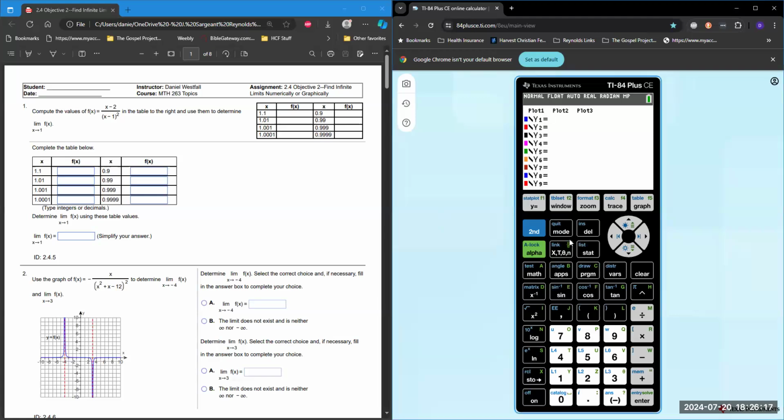Y equals, and we're going to put in parentheses x minus 2 for the numerator, divided by, and in the denominator, we're going to have x minus 1 squared, like that. In table settings, we're going to set our table to ask, and let's put in 1.1. We get negative 90.